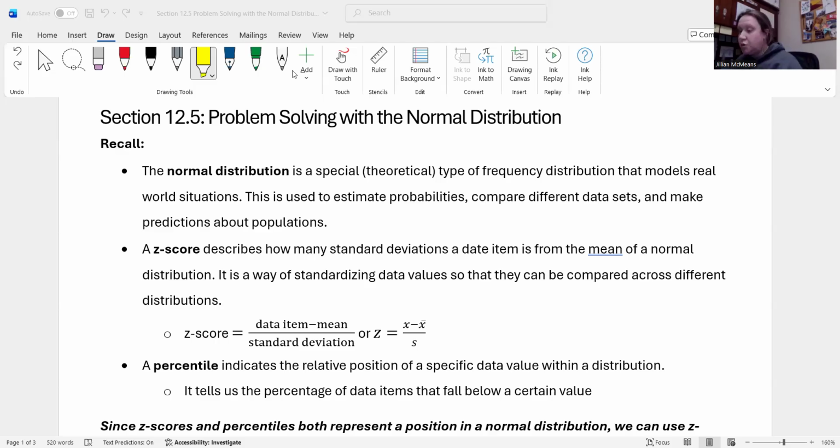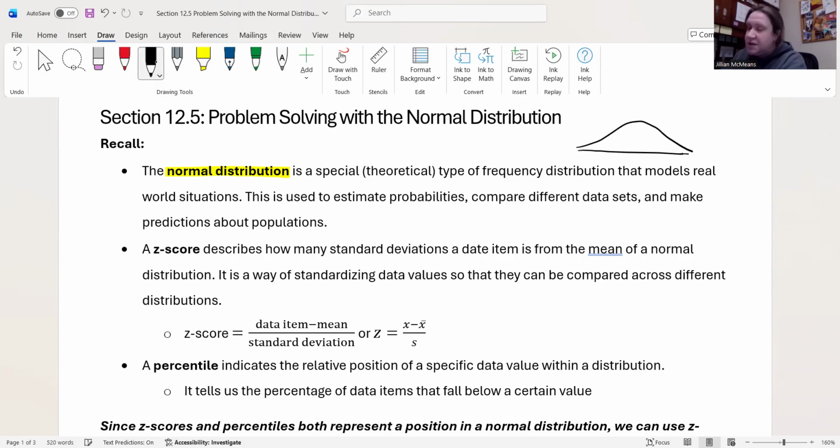All right, for section 12.5, we're going to look at problem solving with the normal distribution, and we first need to remind ourselves of a few things, okay? So first, what is the normal distribution? Well, remember, the normal distribution is a special theoretical type of frequency distribution that models real-world situations. It's that perfectly symmetric bell curve.